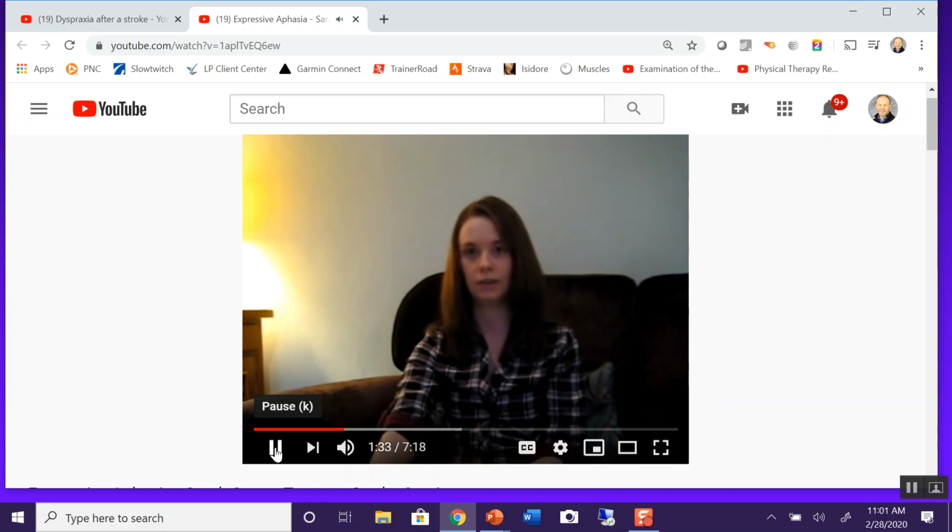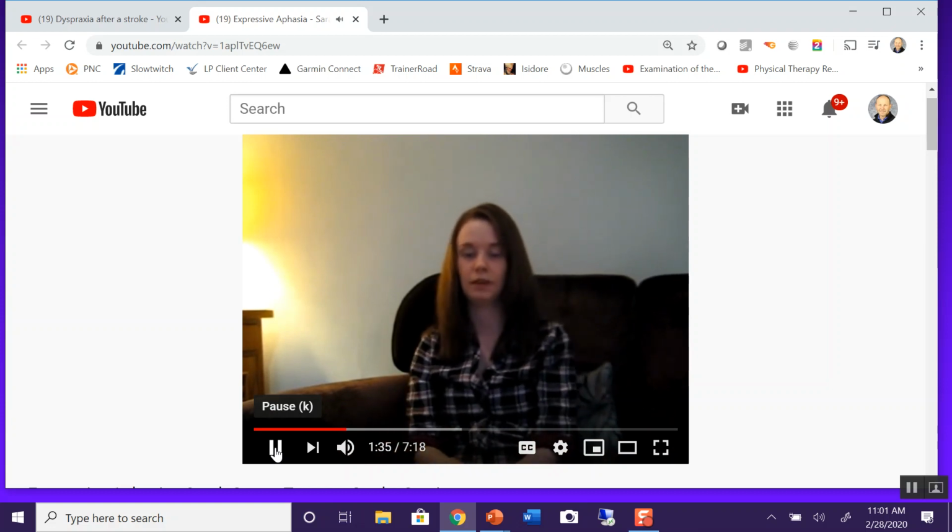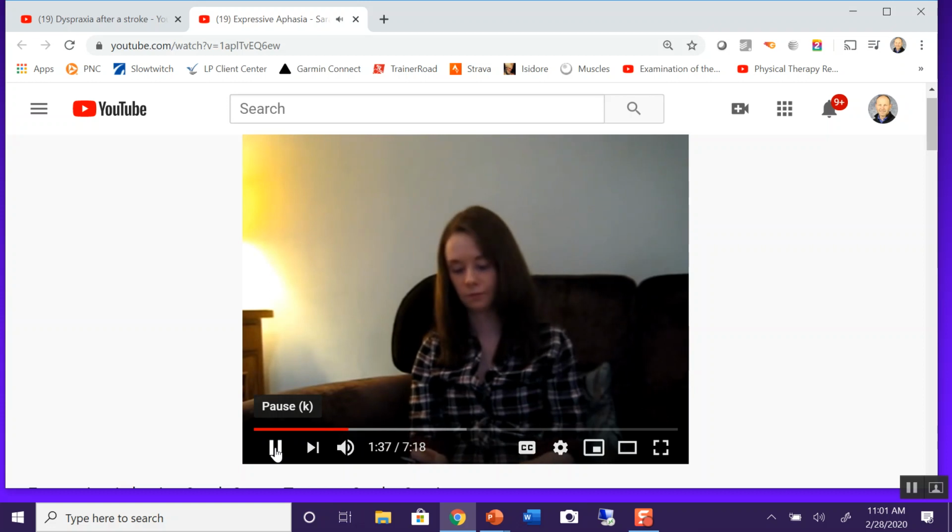So she's looking at her right arm and right leg, which means her left side of her brain is being affected during the stroke.